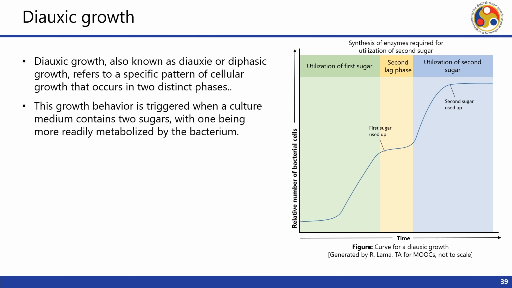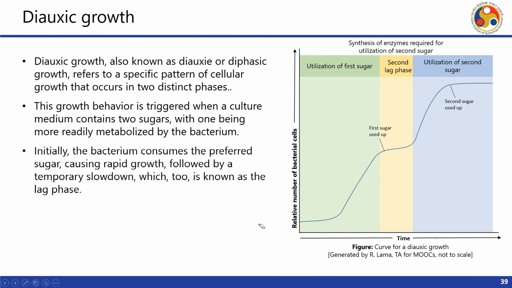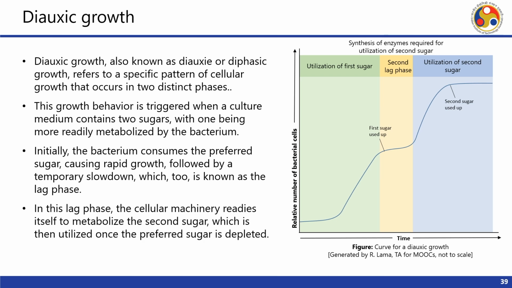So, basically this growth behavior is triggered when a culture medium contains two sugars, with one being more readily metabolized by the bacterium, which will be the first choice, and initially the bacteria consume the preferred sugar causing rapid growth followed by a temporary slowdown, which is known as the second lag phase. In this lag phase, the cellular machinery readies itself to metabolize the second sugar, which is then utilized once the preferred sugar is depleted.